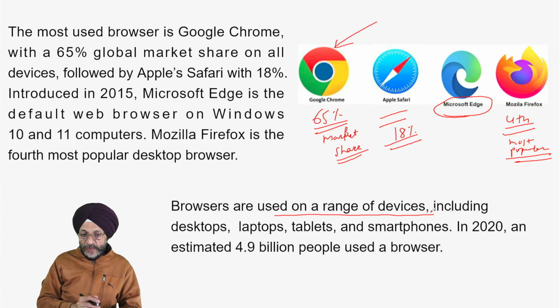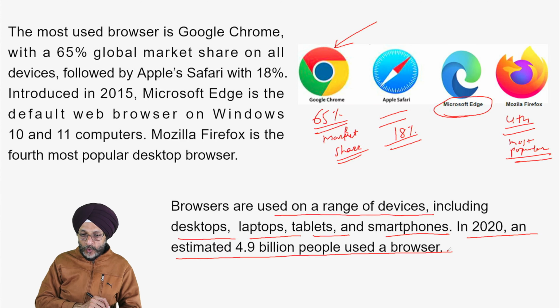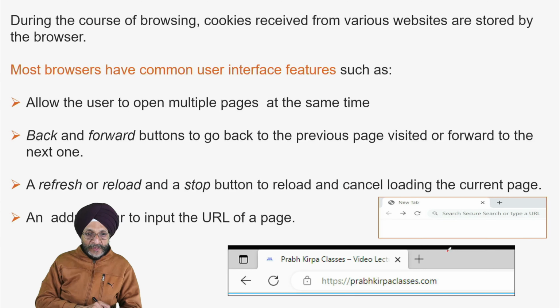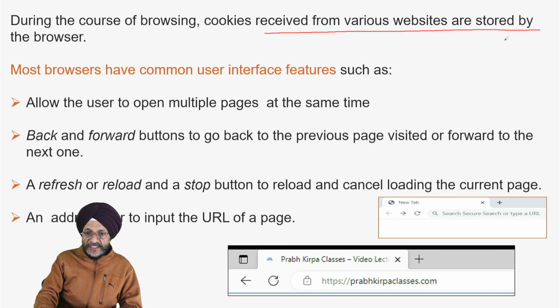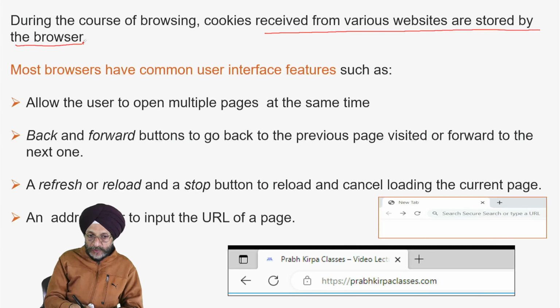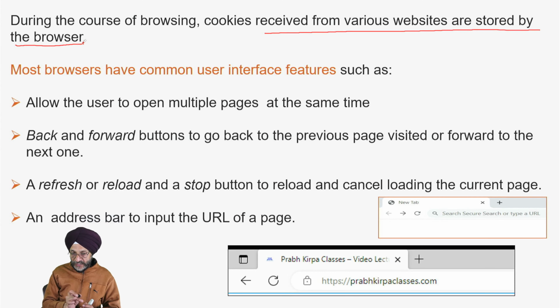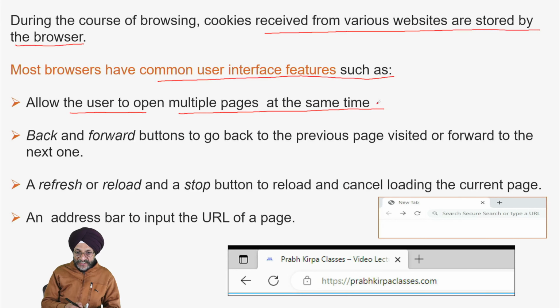Browsers are used on a range of devices such as desktops, laptops, tablets, smartphones. In 2020, an estimated 4.9 billion people used a browser. During the course of browsing, cookies received from various websites are stored by the browser. Most browsers have common user interface features, such as they allow the user to open multiple pages at the same time.